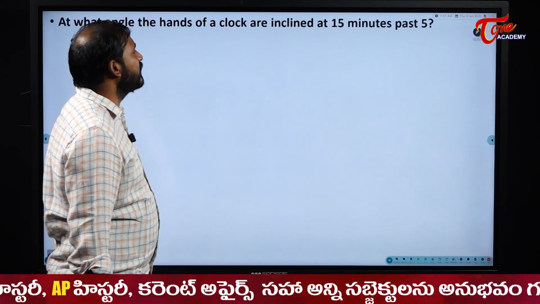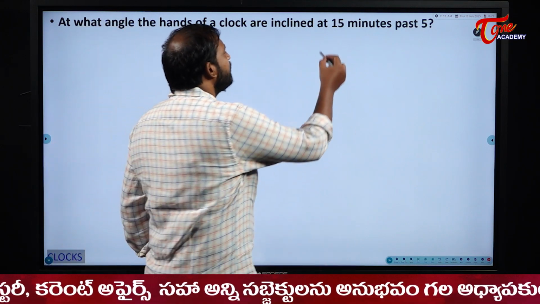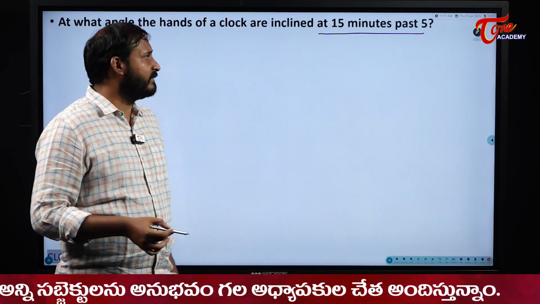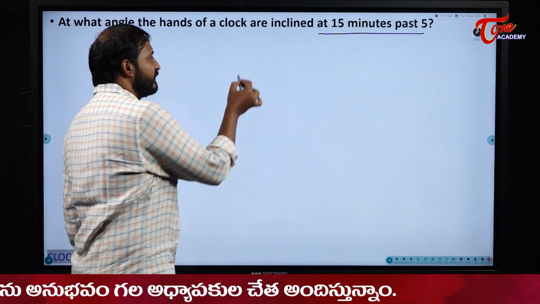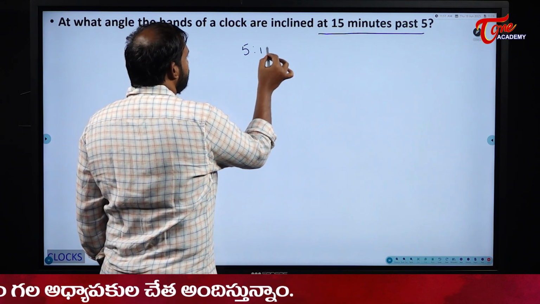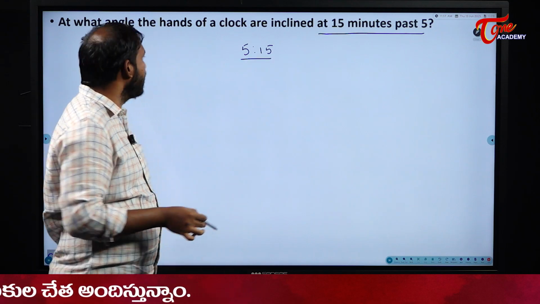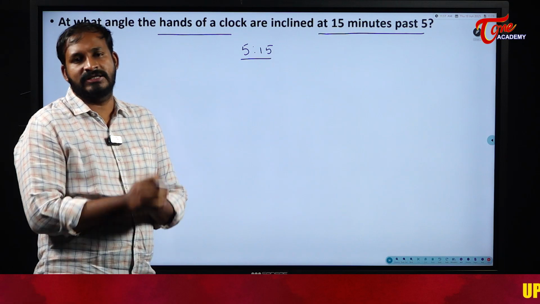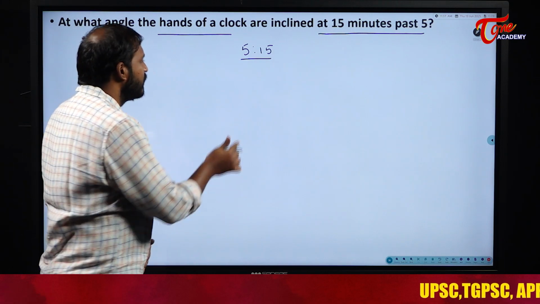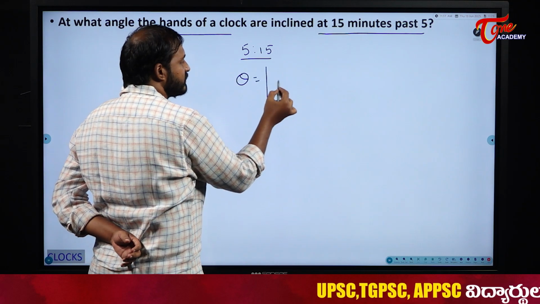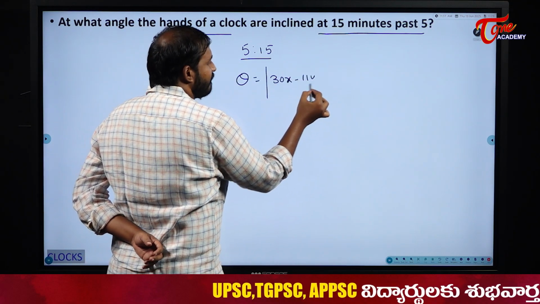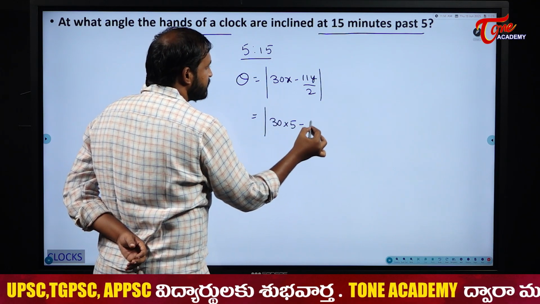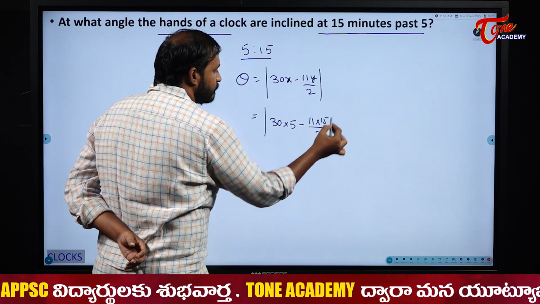Next one. At what angle are the two hands of the clock inclined at 15 minutes past 5? This is a different style of asking the same question. 15 minutes past 5 means what? 5:15. And at what angle the hands of the clock are inclined means simply the angle between two hands of the clock. So theta is equal to modulus of 30x minus 11y by 2. So what happens to this? 30 into 5 minus 11 into 15 by 2.